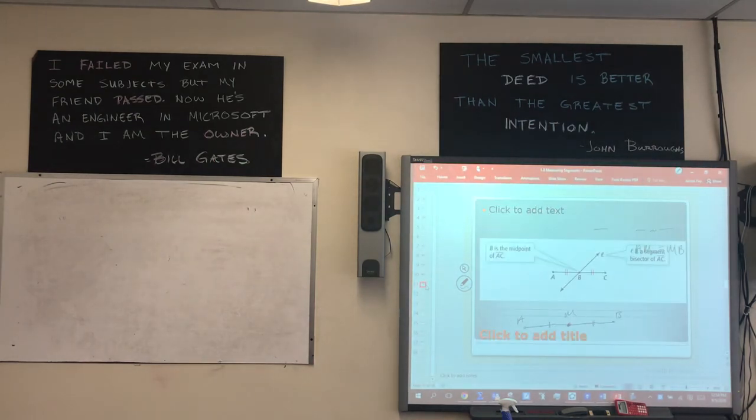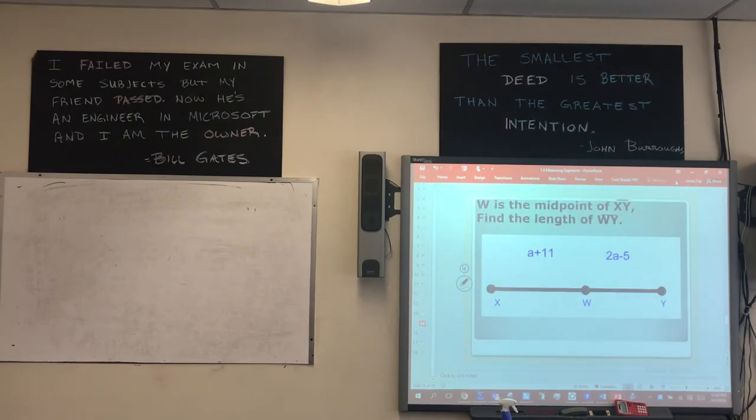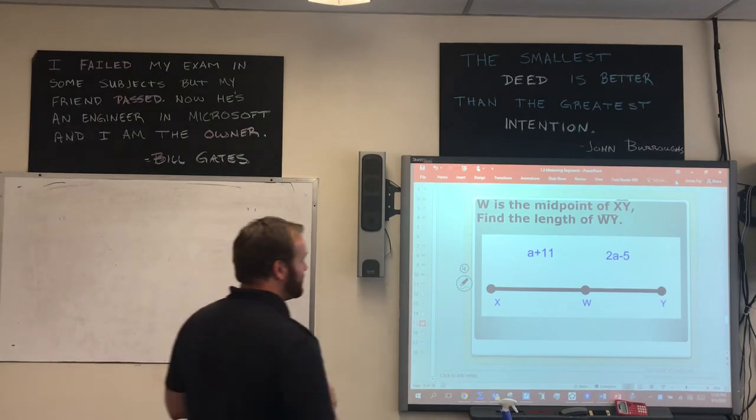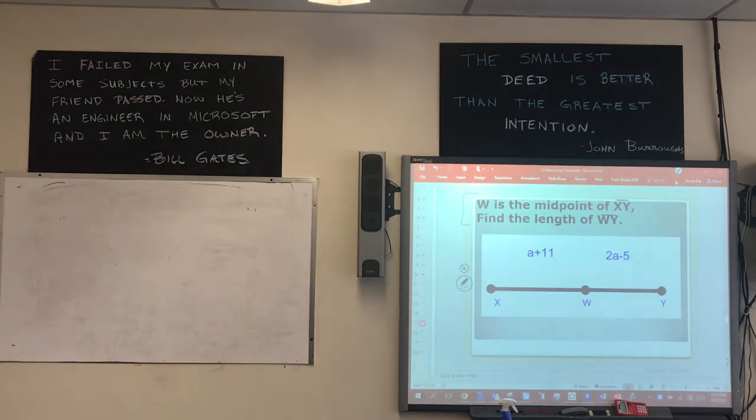All right, so why do we need to talk about that? You've seen maybe in your homework a question like this. It says W is the midpoint of XY, find the length of segment WY. What happens is a lot of people look at this and don't read it, because the first question was segment addition, I go through it, get the answer. Second one, segment addition, go through it, get the answer. Third one, same thing. I become robotic and stop reading directions, and this one shows up, and I write down a plus 11 plus 2a minus 5 equals, and then I don't know what to put that it equals, because it doesn't show me what XY's length is, right?